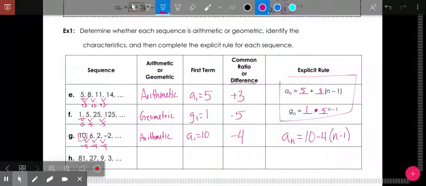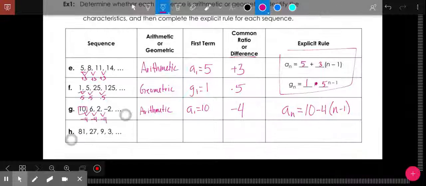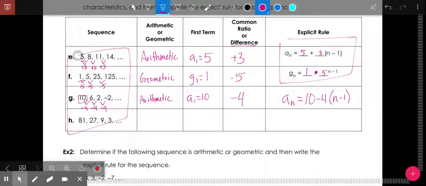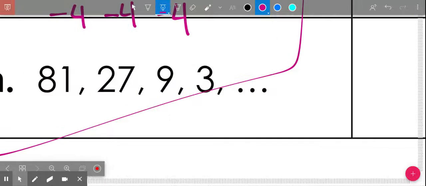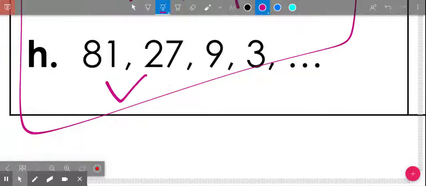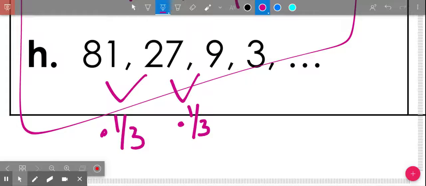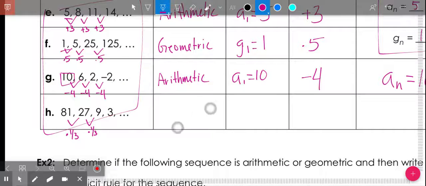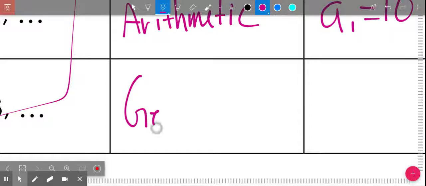Same thing with the next one, letter H. I don't know if you noticed, guys, but these are all the same ones that we did on the first page. I must have copied the table and forgot to change them. It happens. So from 81 to 27, if you look on the first page, we're multiplying by 1/3. 27 and 9, we're multiplying by 1/3, and so on and so forth. So since we're multiplying, that makes this geometric.